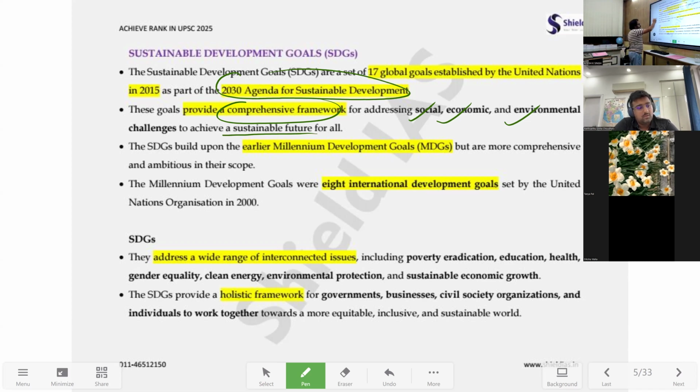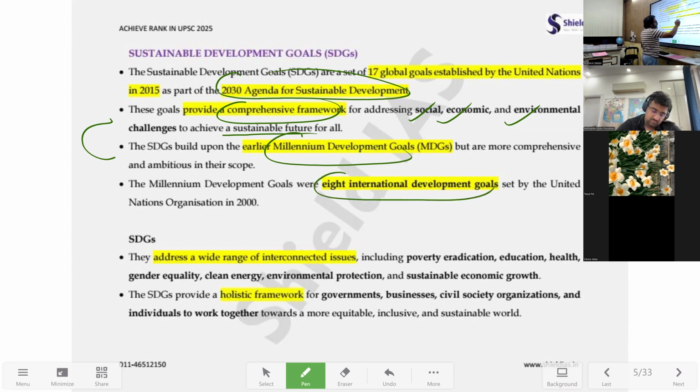Now, SDG is an advanced version of the Millennium Development Goals, which came in the year 2000. So, it's the advanced version. MDGs came in 2000, and it included 8 international development goals. SDG have got 17.